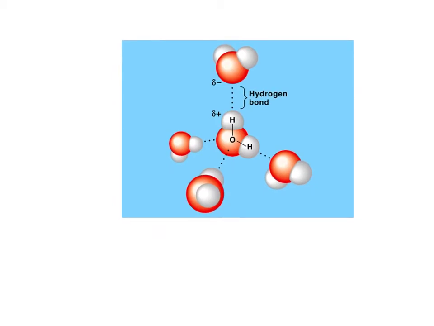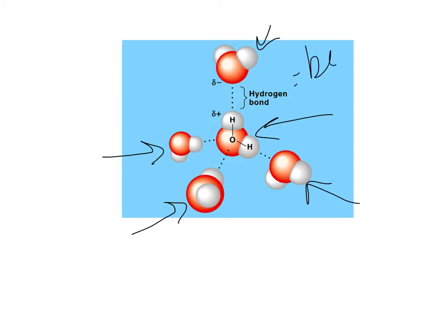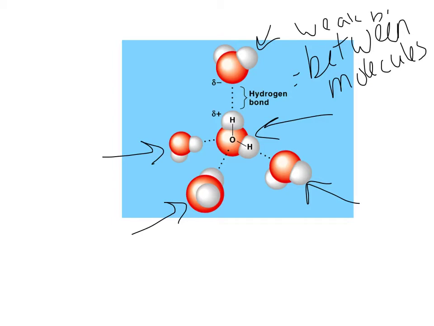And so a hydrogen bond is not found inside of the molecule. Each one of these individual guys is a water molecule. So I've got 1, 2, 3, 4, 5 water molecules in this picture here. Hydrogen bonds are between molecules. Okay, so they're not holding atoms together, they're holding molecules together. And these are what are considered weak bonds.